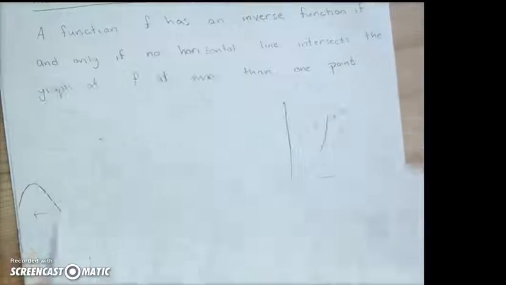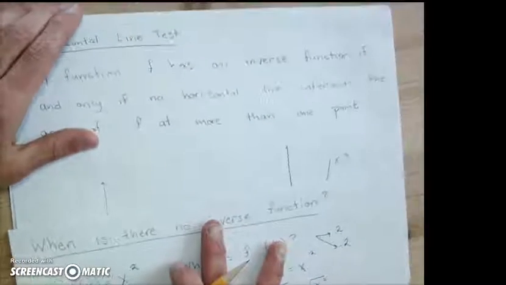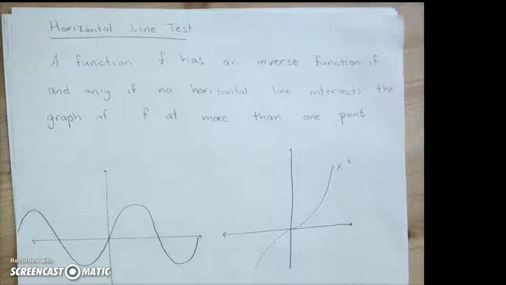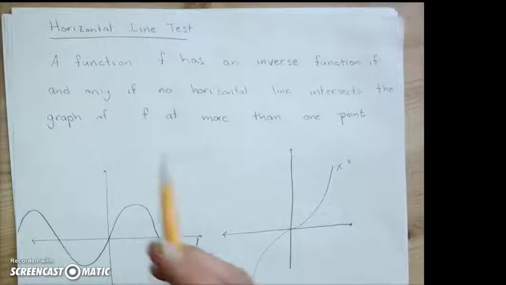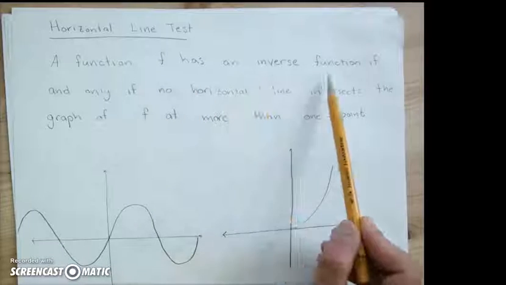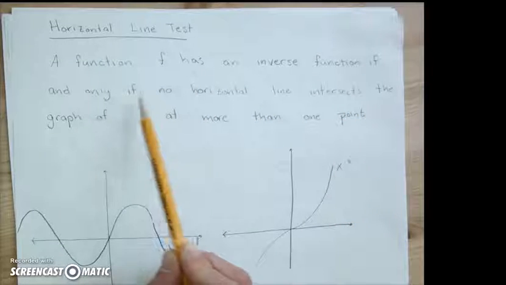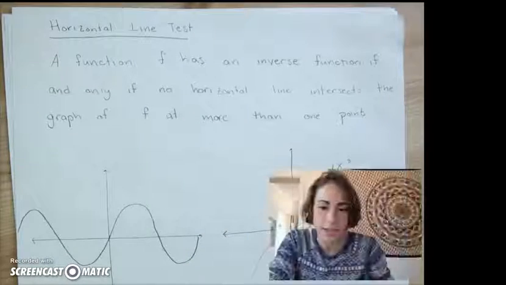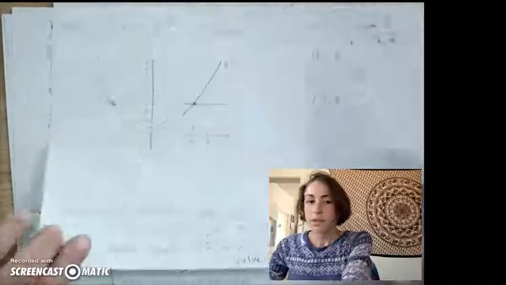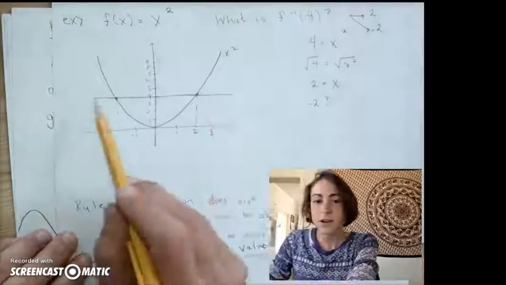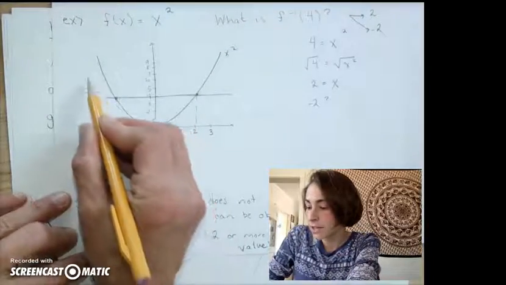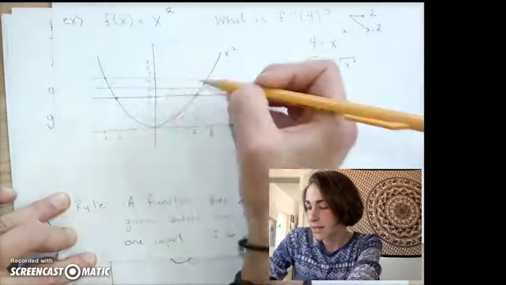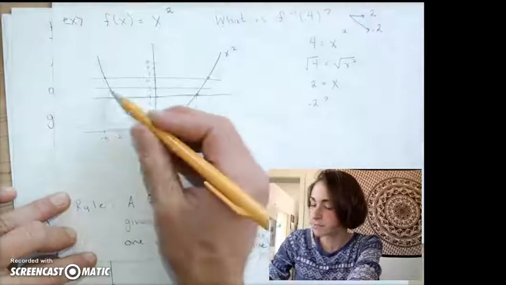So let's write that down. This is called the horizontal line test. Just like we had the vertical line test for functions, we have the horizontal line test for inverse functions. So function f has an inverse function if and only if no horizontal line intersects the graph of f at more than one point. So looking back at this one, it has no inverse function because there are lots of horizontal lines that I could draw that would intersect the graph at 2 points.